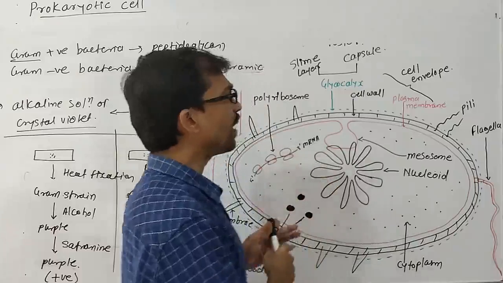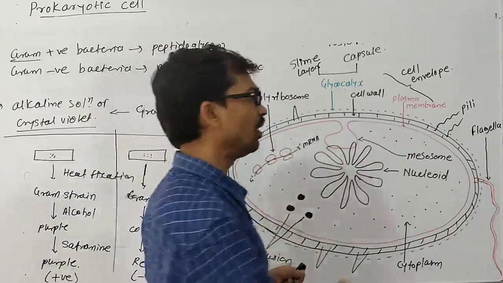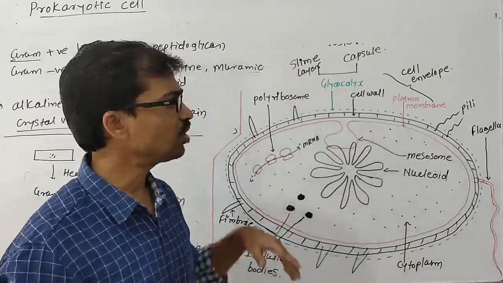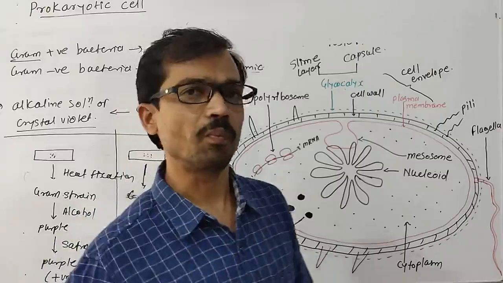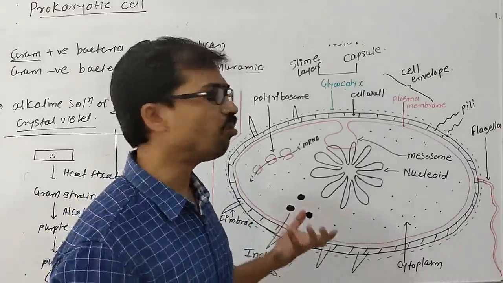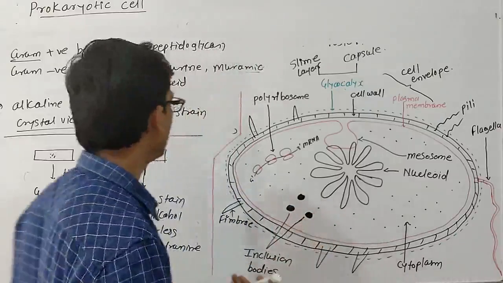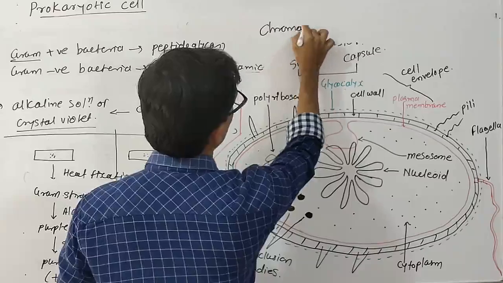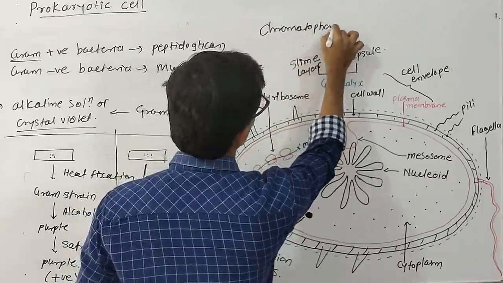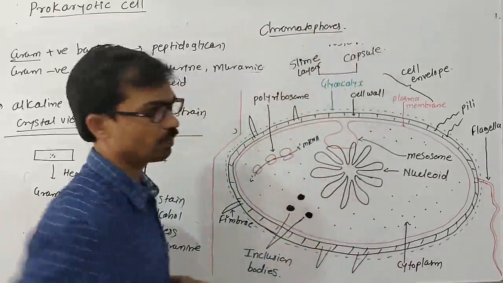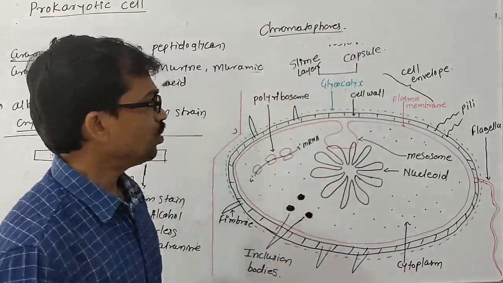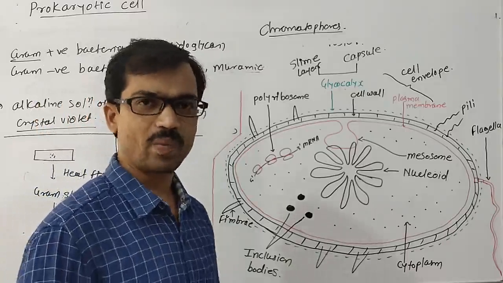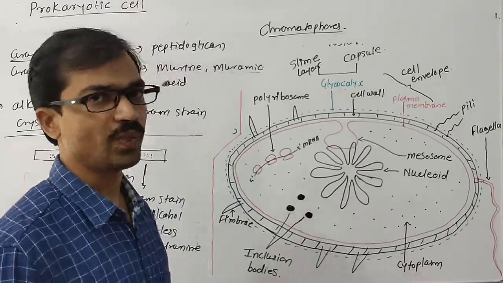And in cyanobacteria, that is photosynthetic bacteria, there are some additional types of infoldings, and those infoldings contain photosynthetic pigments, and those types of infoldings or invaginations are called chromatophores. Okay, so chromatophores contain the photosynthetic pigments in cyanobacteria or blue-green algae.